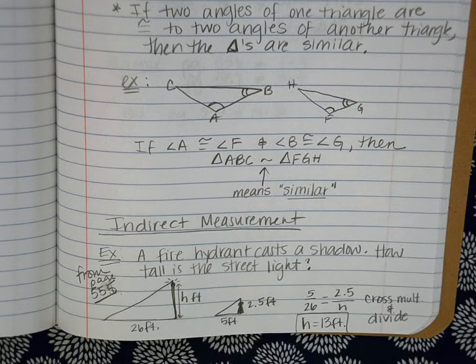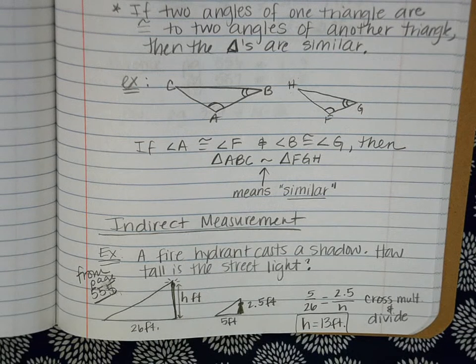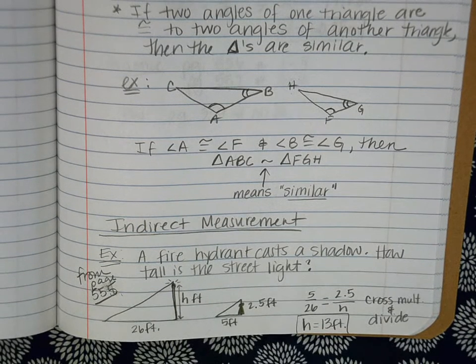A lot of times when they do indirect measurement, they use shadows. So you're going to get problems where there's a shadow of a light or a tree or the sun, something like that. If we suppose that the sun is at the same angle when we're measuring it, or a street light is at the same angle, then we can do that. I'm going to show you the picture real quick. You don't have to draw mine if you want to just write down page 555. But basically it looks like this.